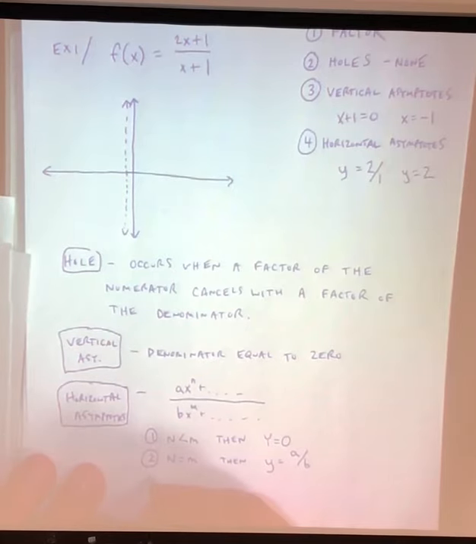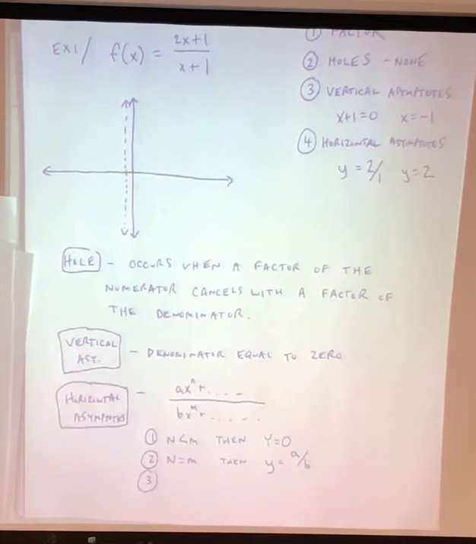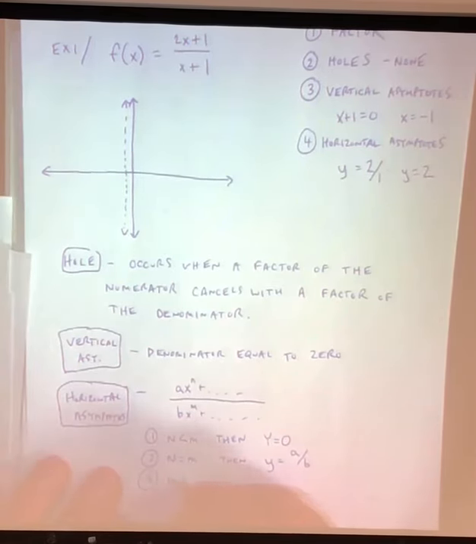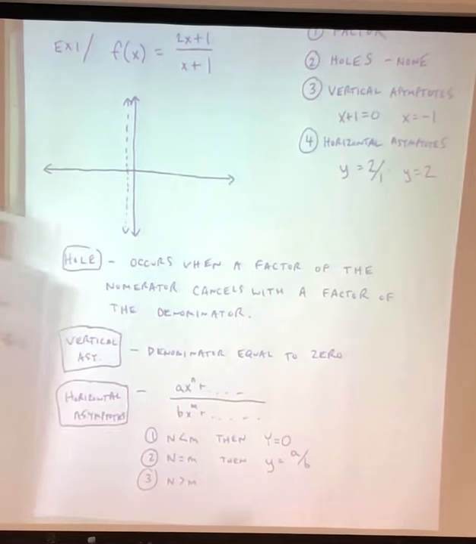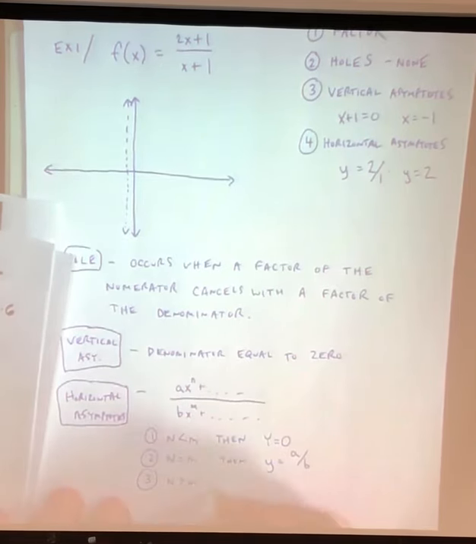Now the third scenario would be that if n is bigger than m, meaning the degree of the numerator is bigger than the degree of the denominator, then we say that there is no horizontal asymptote.